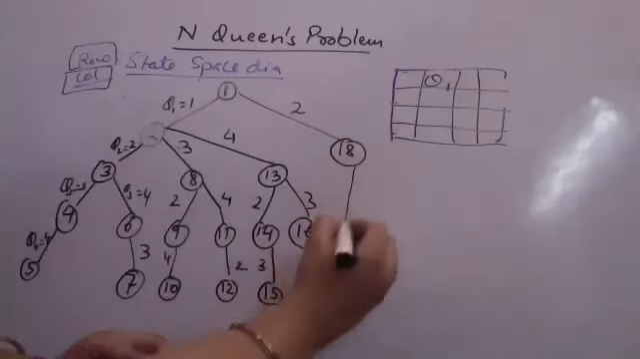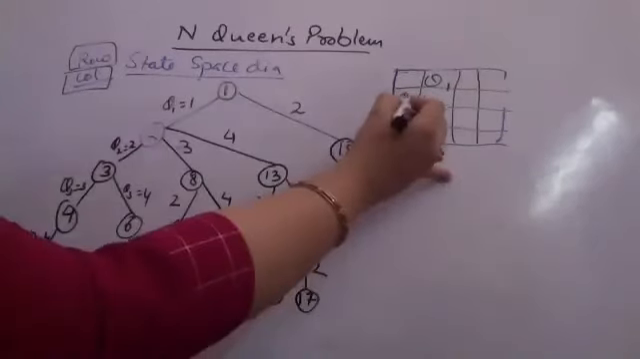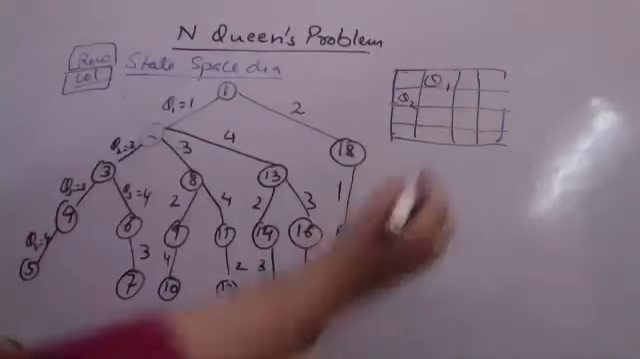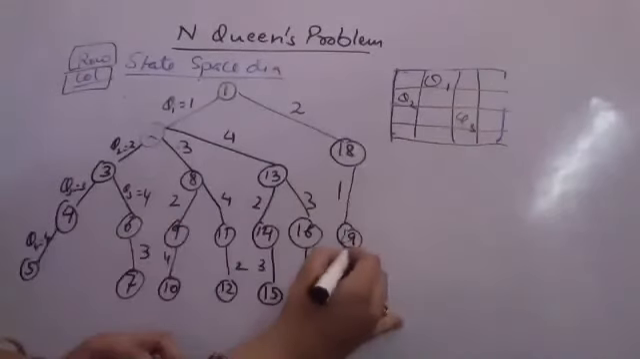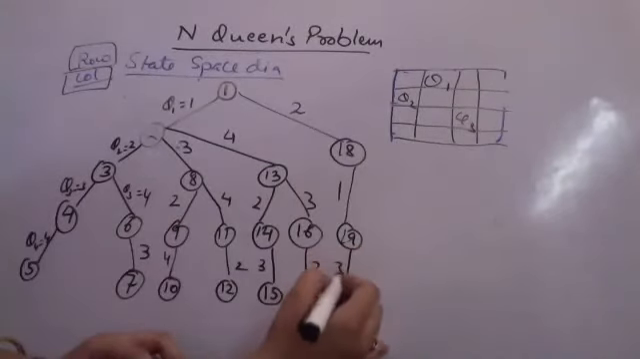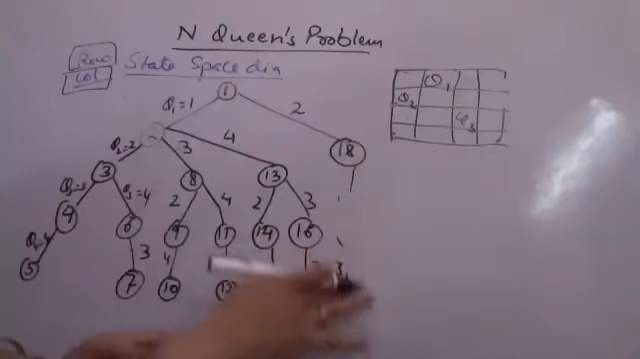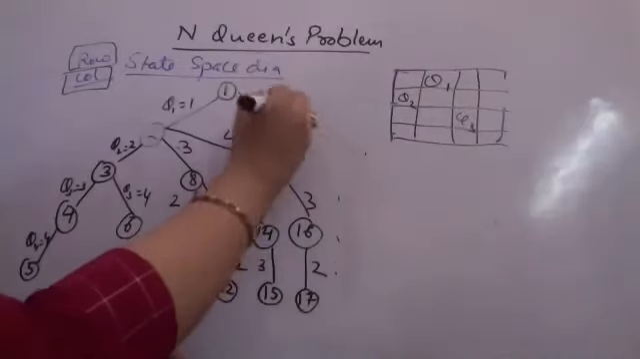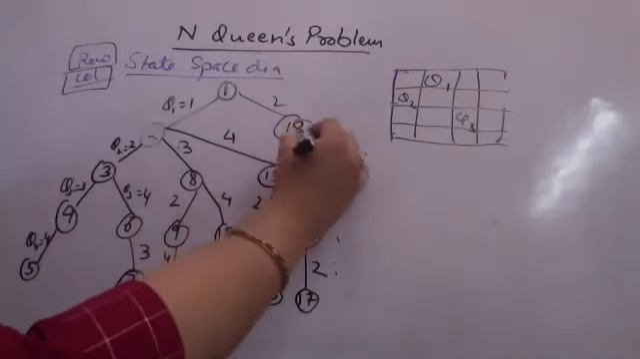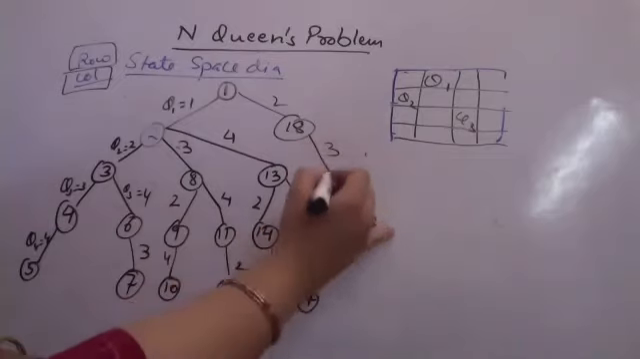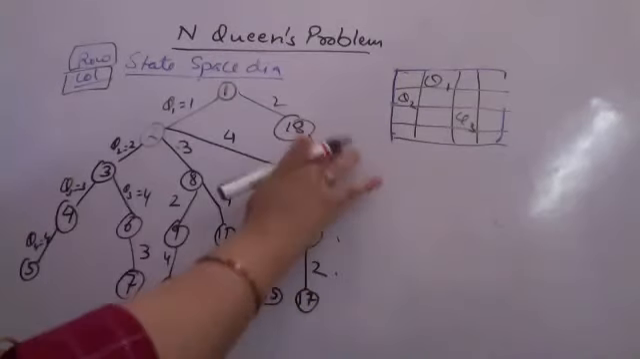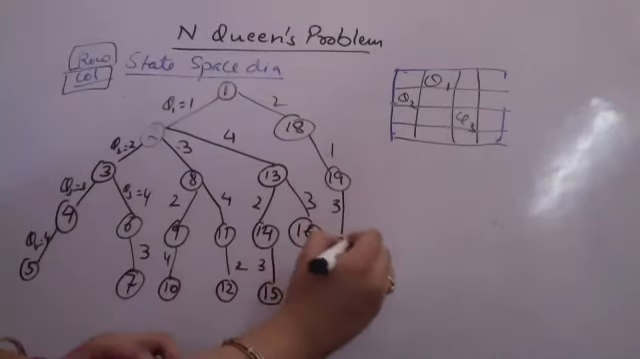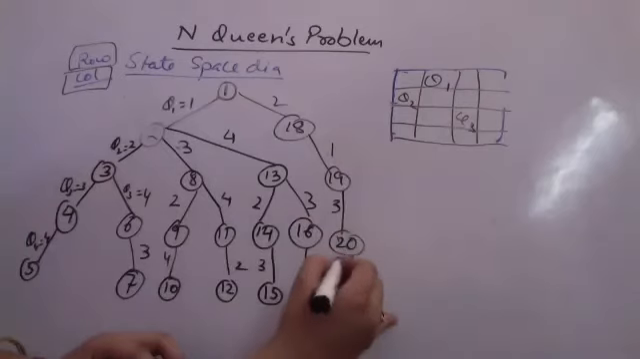Then again, you can place queen 2 in column 1. We are not checking the attack right now. Then you will be placing queen 3 in column 3. Sorry, I have missed one node here. So now you are having queen 2 in column 1, then queen 3 in column 3, and finally queen 4 in column 4.